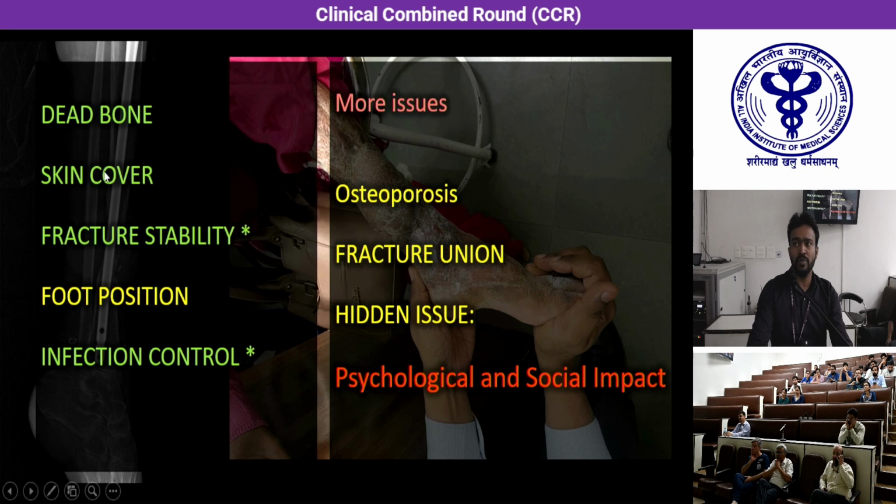So with that issue dealt with, another issue is the psychological and social impact. As the procedure is of prolonged duration of 1.5 years, and another issue is that the patient is approaching 18 years, and in our local area 18 years is marriageable age. But due to the deformed foot and being unable to bear weight, that is a social stigma in our area.